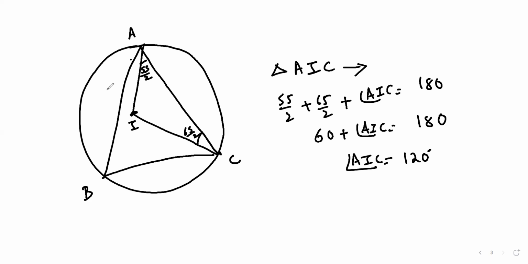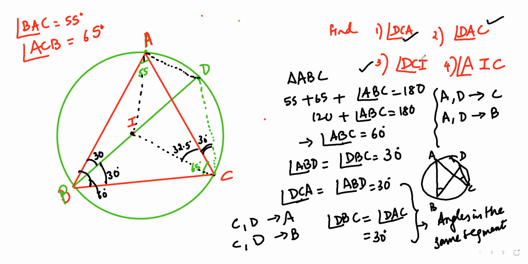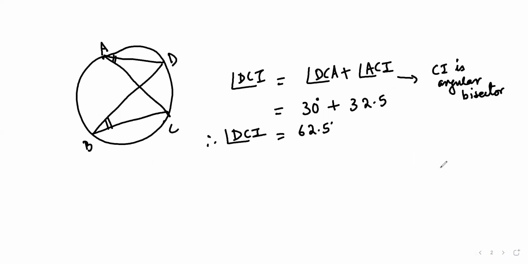In that case, we'll get this entire angle as 120 degrees. So we found out all of them, isn't it? We found DCA, we found DAC, we found DCI, and we found AIC as well. Okay, so I hope the explanation has been clear.